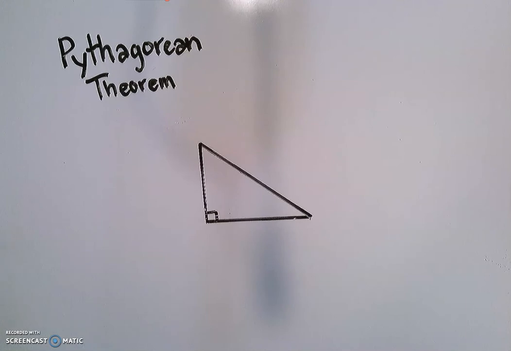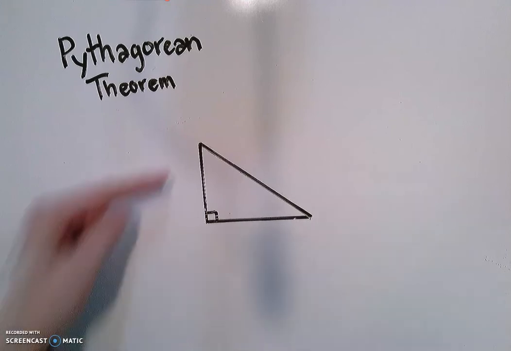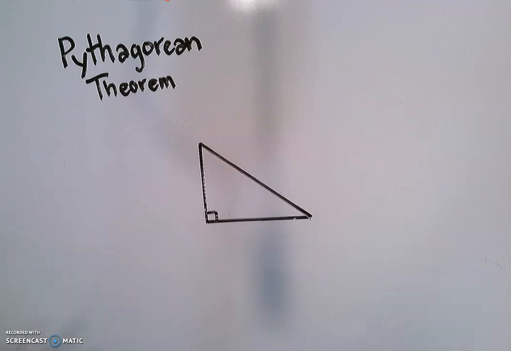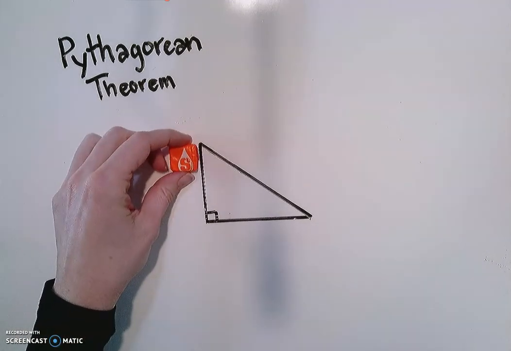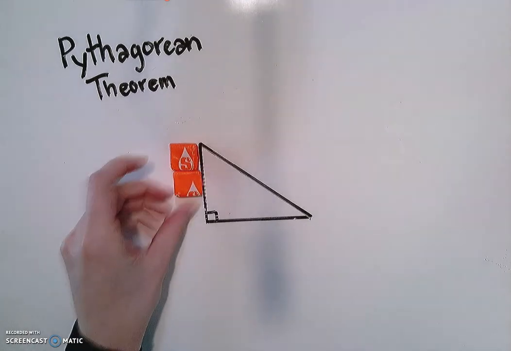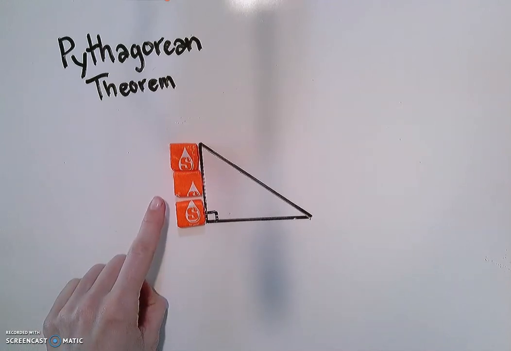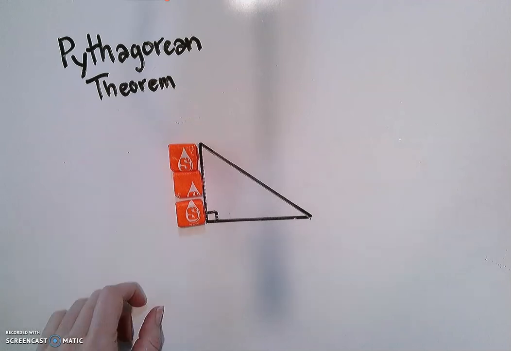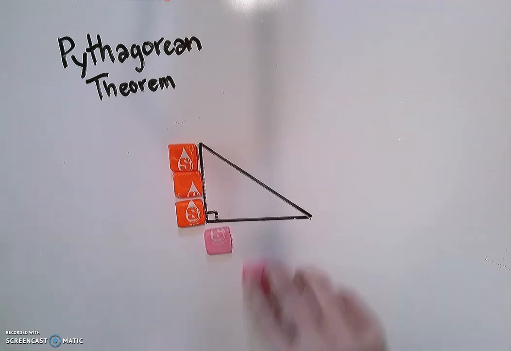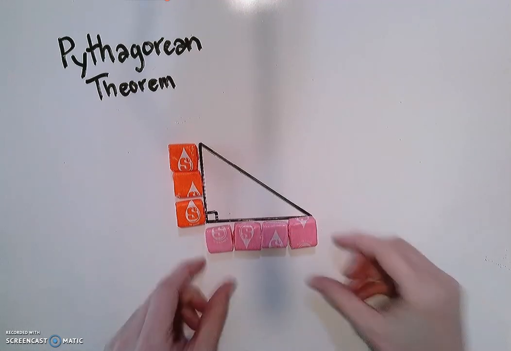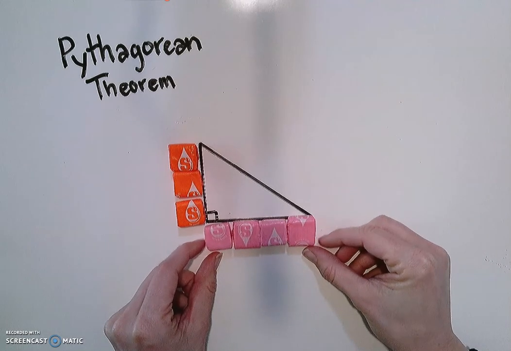So here we have a right triangle, and the first thing we need to do is figure out the measurements of two of its sides. First we're going to measure this side, or leg, of the right triangle in Starburst. So I'm going to take a Starburst and see how long it is. When I do this, I find that this leg of the right triangle is 3 Starbursts long. Now I'm going to figure out how long this other leg is, and I find that this leg is 4 Starbursts long.